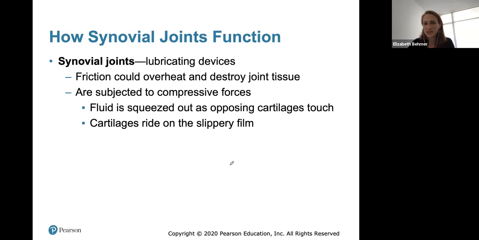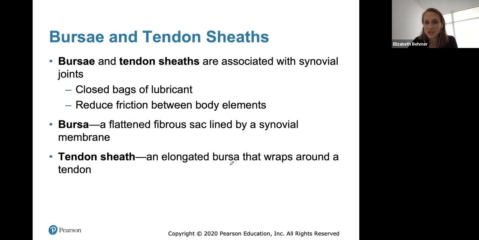Synovial joints are subjected to compressive forces, so the fluid is squeezed out as the opposing cartilages touch each other, and the cartilages will ride on this slippery film to reduce friction. Bursa and tendon sheaths are associated with synovial joints.